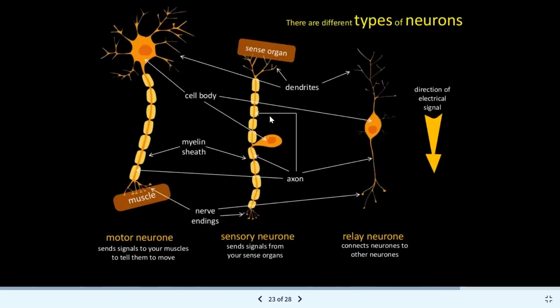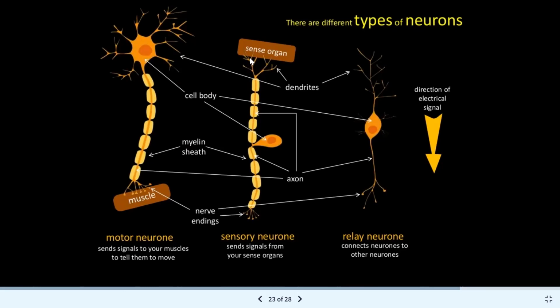You can see these are some types of neurons. There are three different types of neurons present inside your body. Here you can see the cell body, the myelin sheath, the muscles, and the nerve endings. Motor neurons send signals to your muscles to tell them to move. So for movement of muscles, which type of neurons are responsible? Motor neurons. Then sensory neurons send signals from your sense organs.